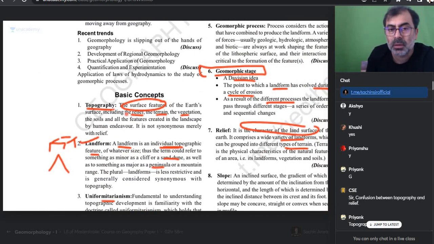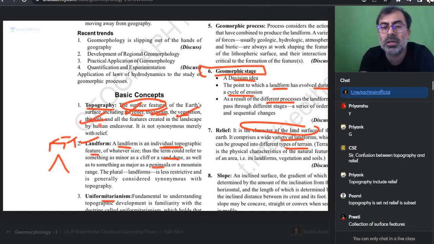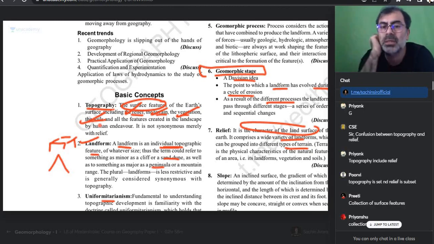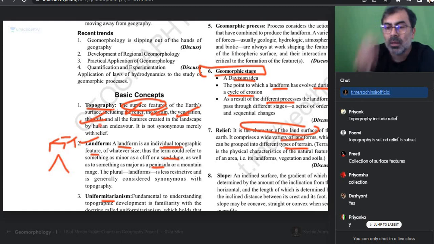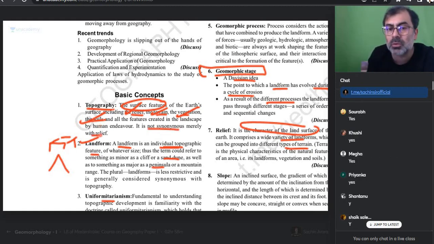Surface features of Earth include the relief, include the terrain, include the vegetation, include the soil. और ये कह रहे हैं मुझे टोपोग्राफी और रिलीफ में फर्क नहीं पता चलता. Everyone who's looking at this, do you understand which one is set, which one is subset? और यहाँ पे लिखा है it is not synonymous to relief.